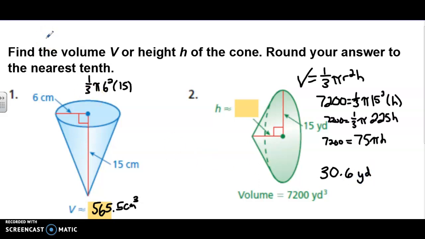Alright, so that's what we're going to do today with the volume of a cone. So why don't you try out the Big Ideas problems and let us know if you have any questions.